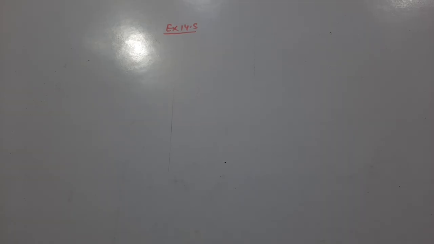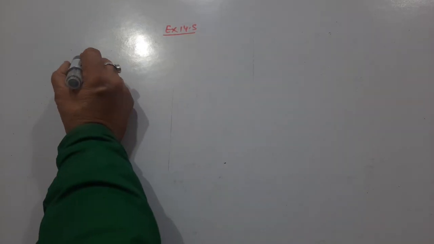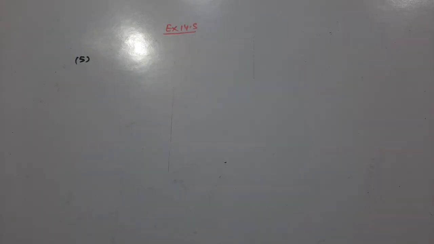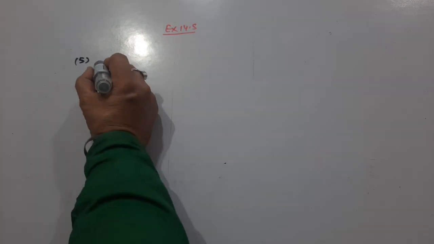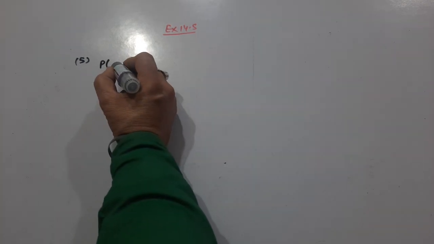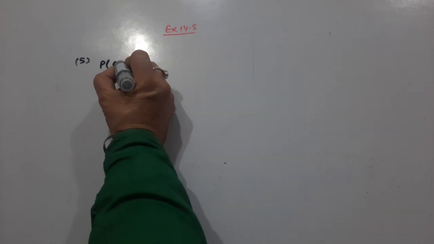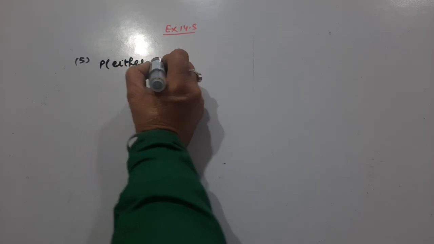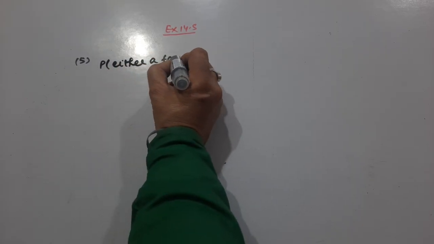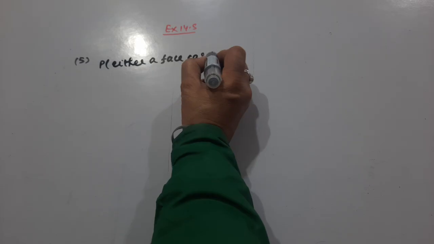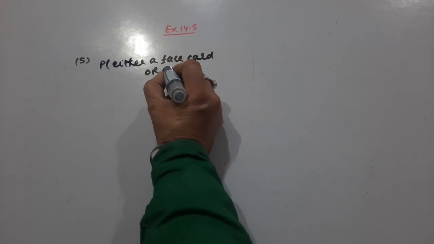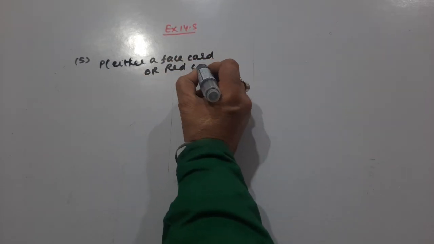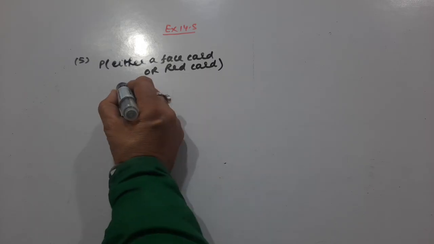Now sum number 5. Let us start with sum 5. One card is drawn from a pack of 52 cards. Find the probability that it is either a face card or a red card.